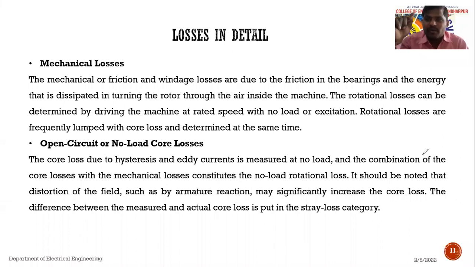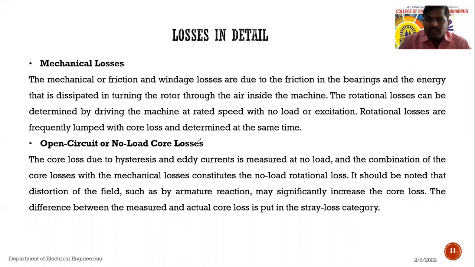When we calculate core loss, we conduct a no load test. While conducting the no load test, the rotational losses are lumped with the core loss, so at the same time we are calculating the rotational losses. So these are the mechanical losses.